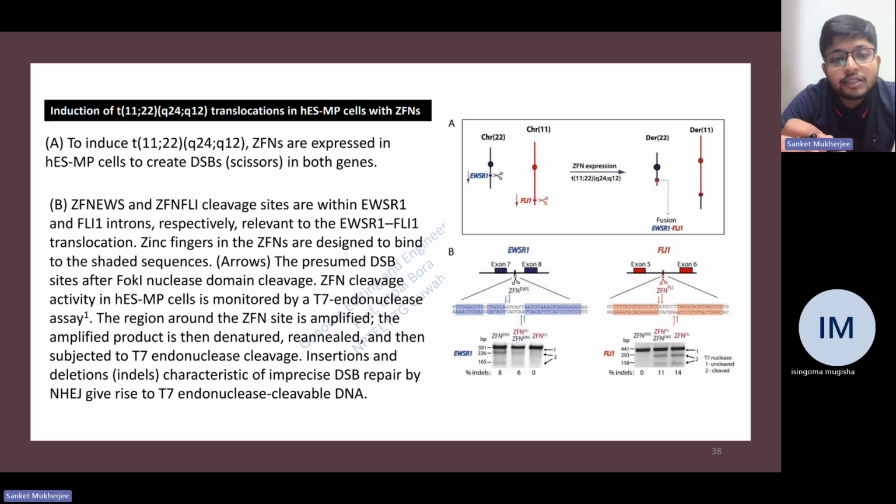Zinc fingers in the ZFNs are designed to bind to the shaded sequences, as you can see in the arrow. The presumed double-stranded break sites are after the FokI nuclease domain cleavage. ZFN cleavage activity in HES-MP cells is monitored by T7 endonuclease assay. The region around the zinc finger nuclease site is amplified. The amplified products are then denatured, reannealed, and subjected to T7 endonuclease cleavage. Insertions and deletions characteristic of imprecise DSB repair by non-homologous end joining give rise to T7 endonuclease cleavable DNA.